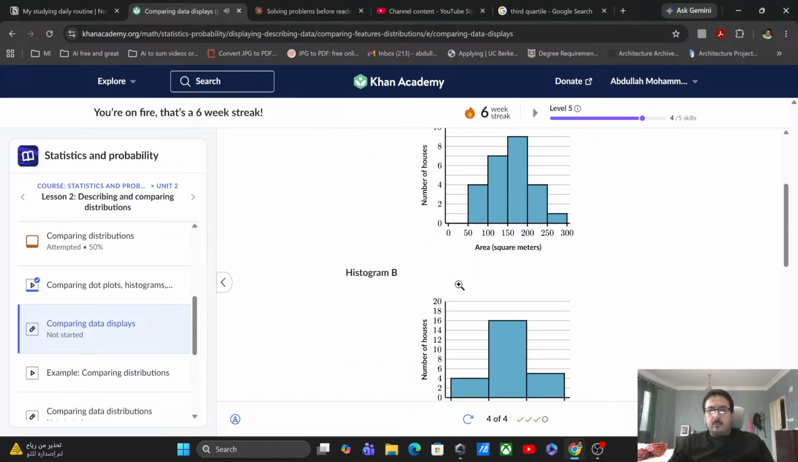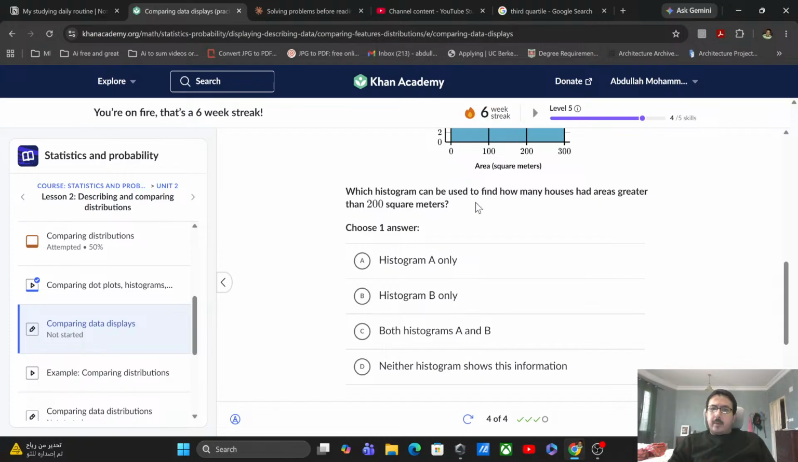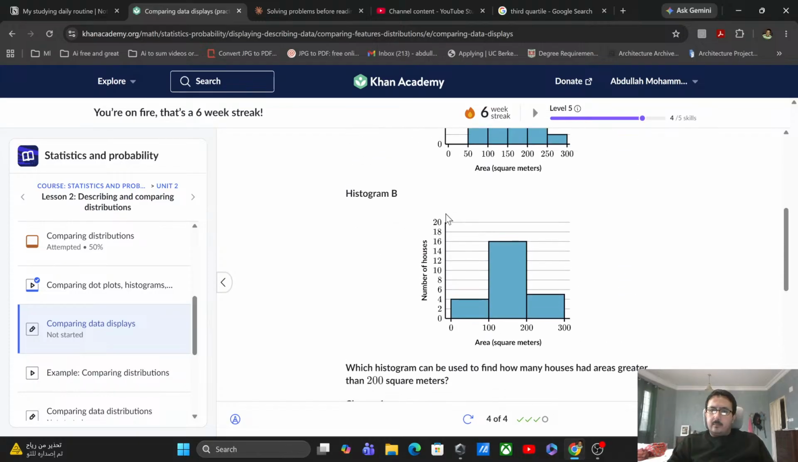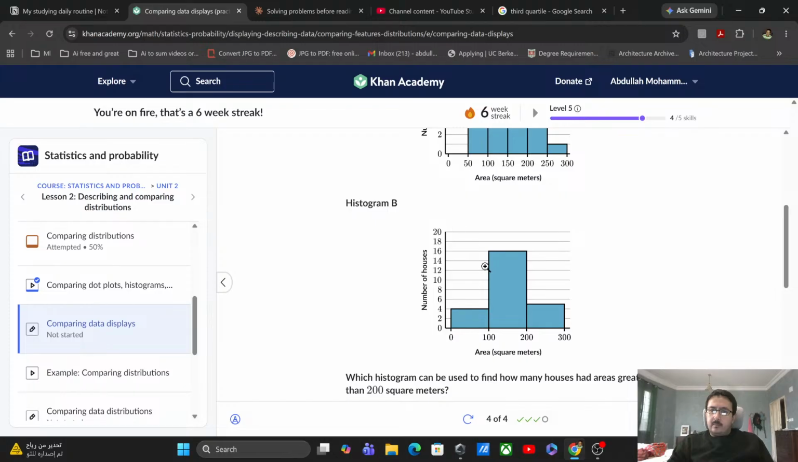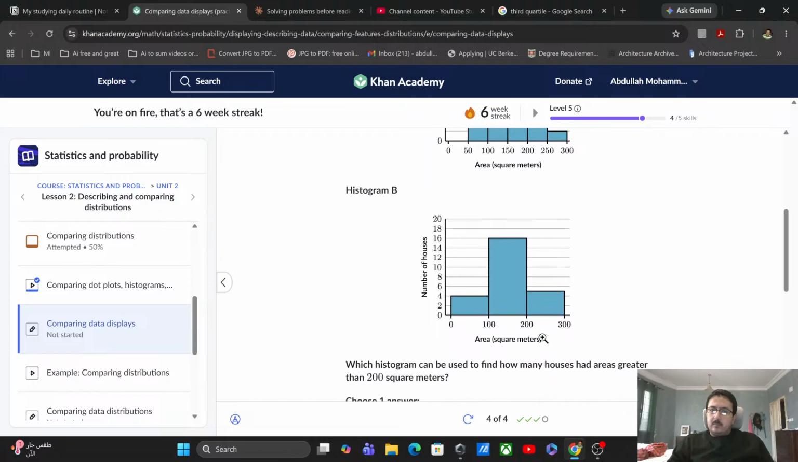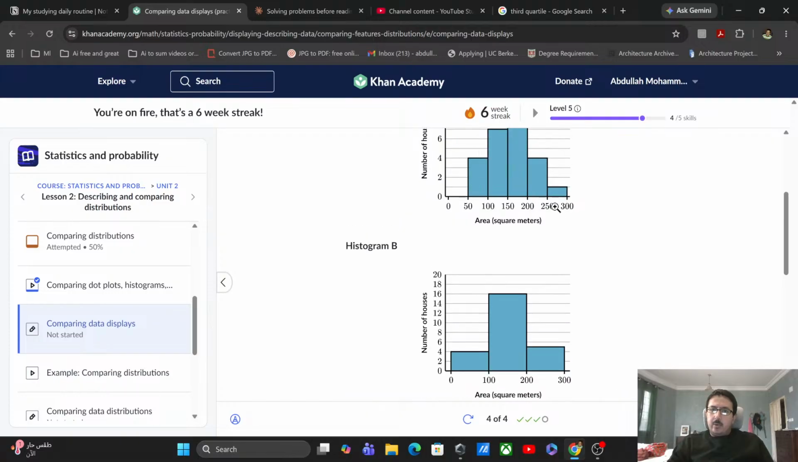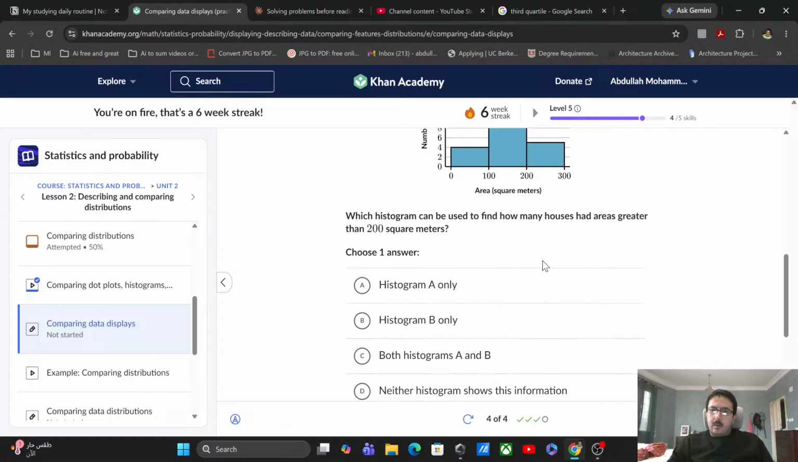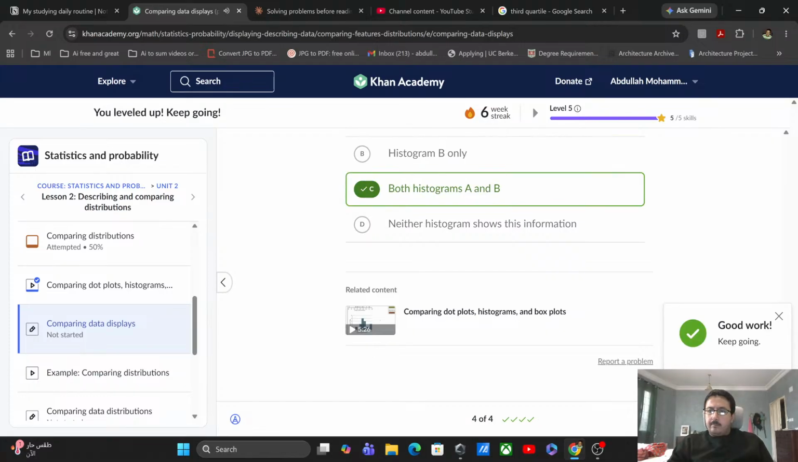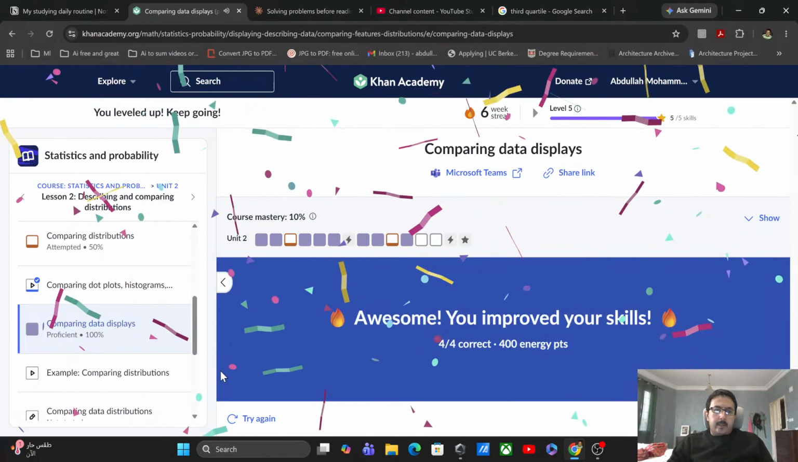Okay. Which display can be used to find how many houses had areas greater than 200 square meters? This one. I could use both. Both of them. Okay.